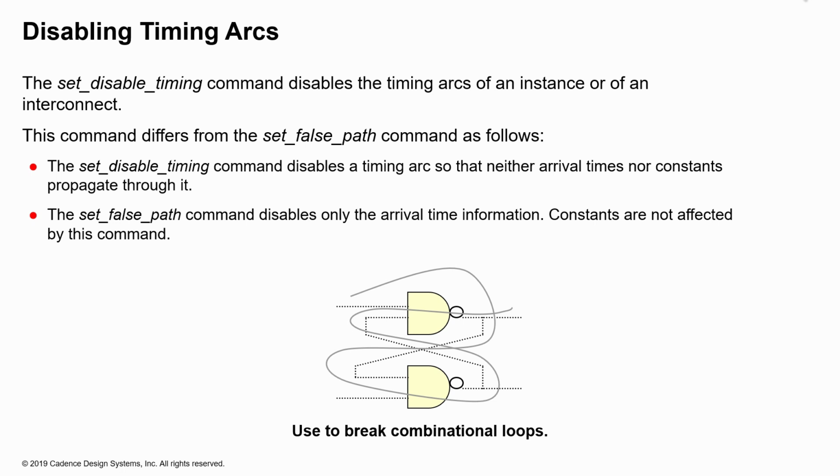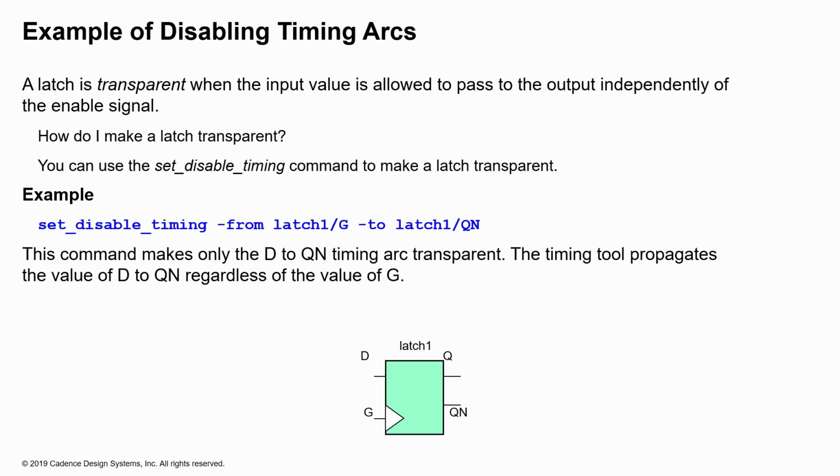In the case where there are combinational loops, you might want to break the combinational loops using the set disable timing command. In order to make a latch transparent, you can also use the set disable timing command, and when you do that, the path from latch 1 G in this example to latch 1 QN is disabled, and so basically only the D to QN timing arc is transparent, and the tool propagates the value of D to QN regardless of the value of G. So basically this would allow the latch to act as a buffer.